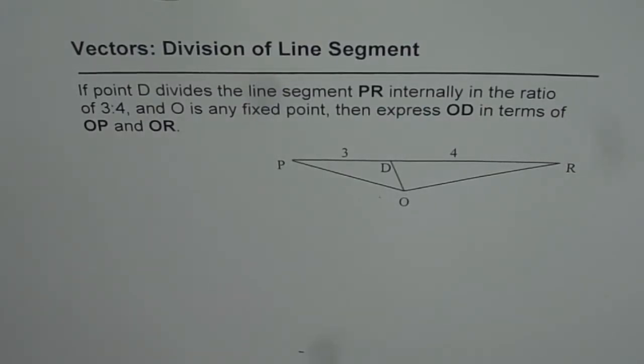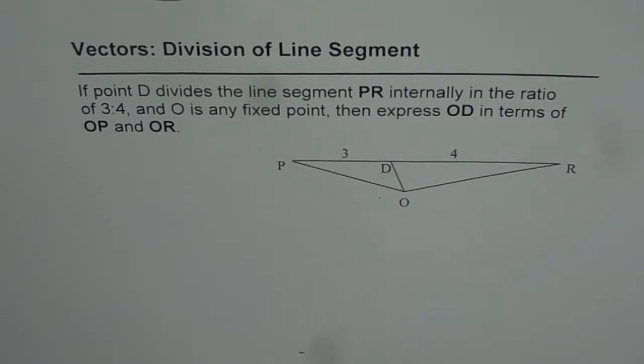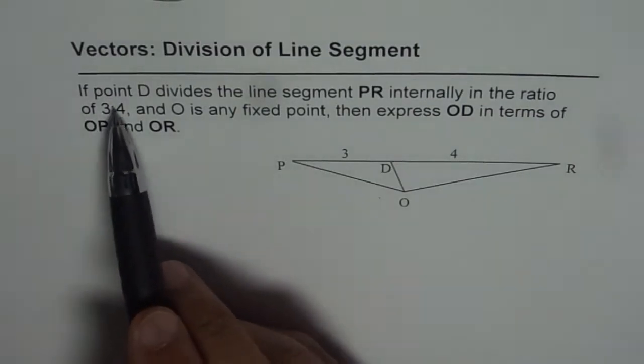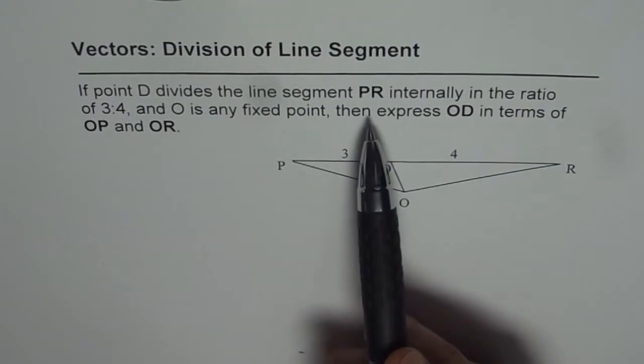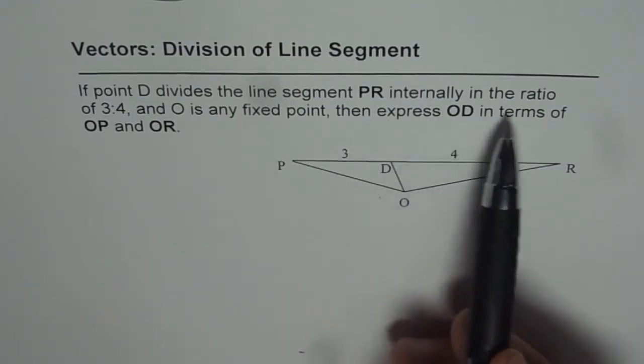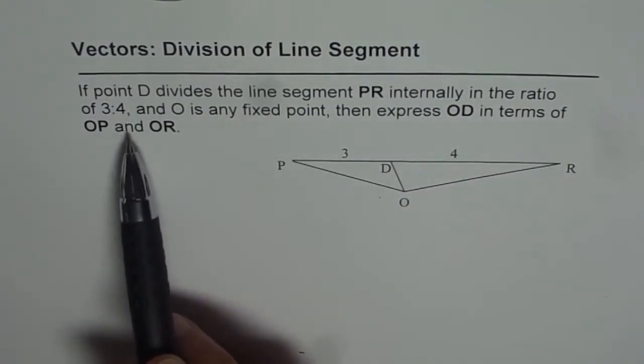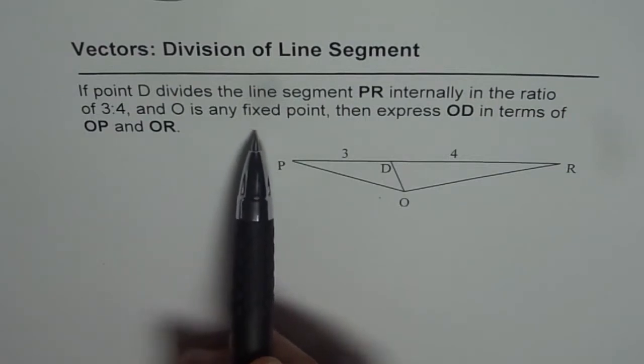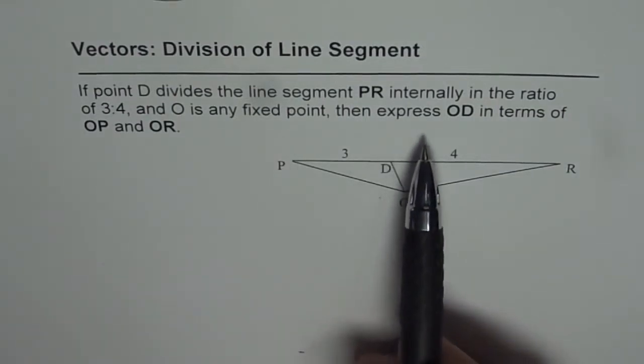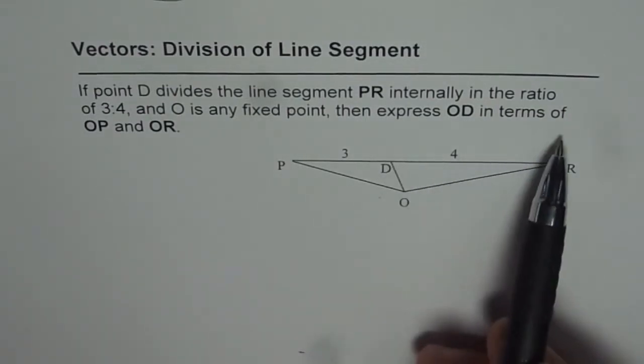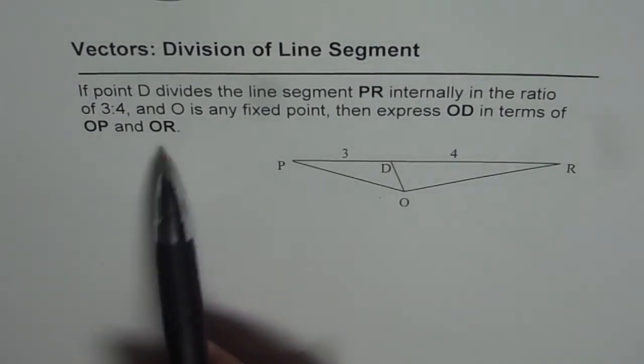Vectors. Division of line segment. Here is an example to understand how to find the coordinates of a point which can divide a line internally. The question is, if point D divides the line segment PR internally in the ratio of 3:4 and O is any fixed point, then express OD in terms of OP and OR.